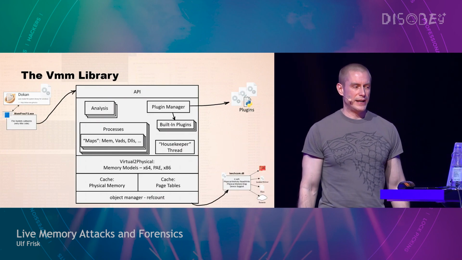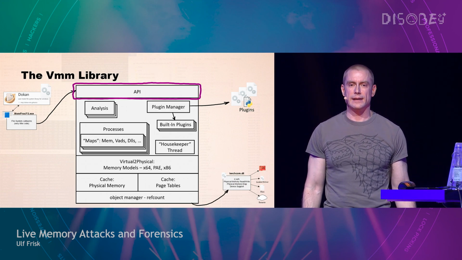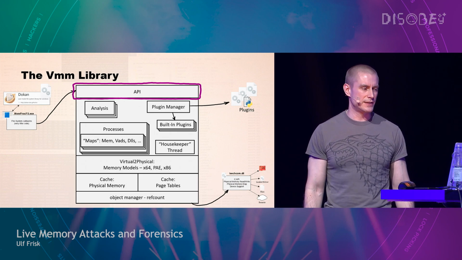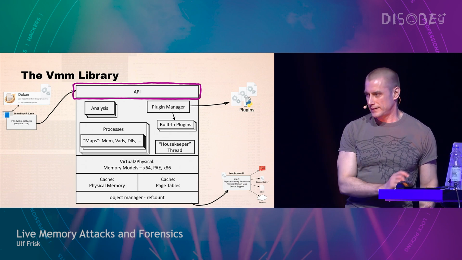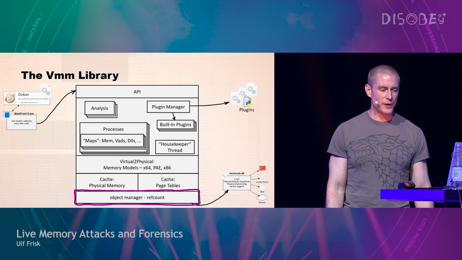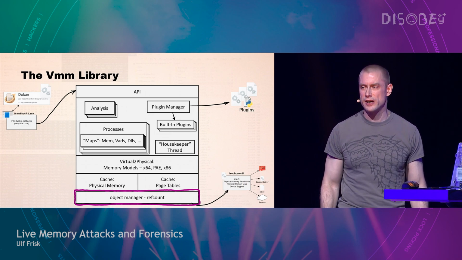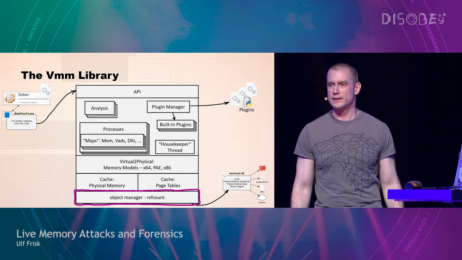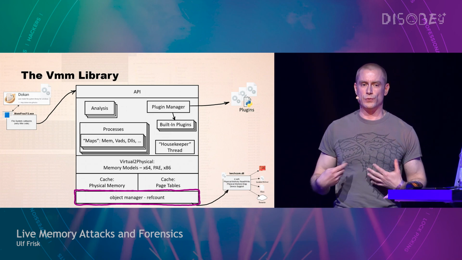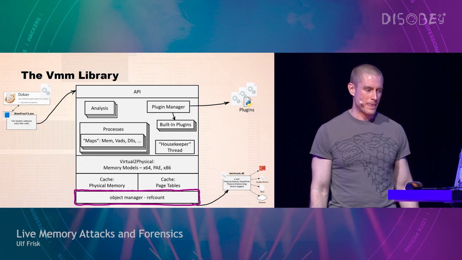So this is how the analysis library is built. On the very top, I do have the API that all applications that want to use this are calling into, and that's including my MemProcFS executable. On the very bottom, I do have a very simple layer of an object manager, which allows me to keep track of things like object reference counting, and this will allow me to more easily do multi-threading.